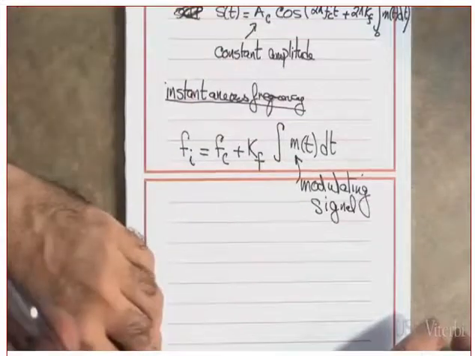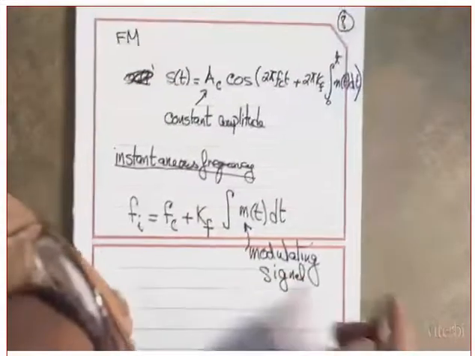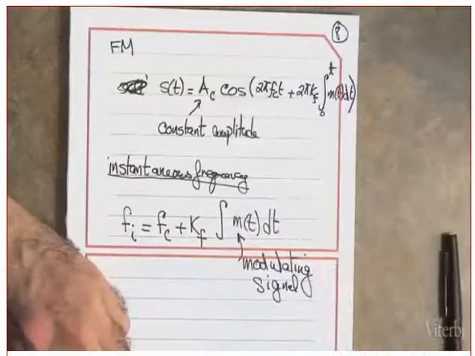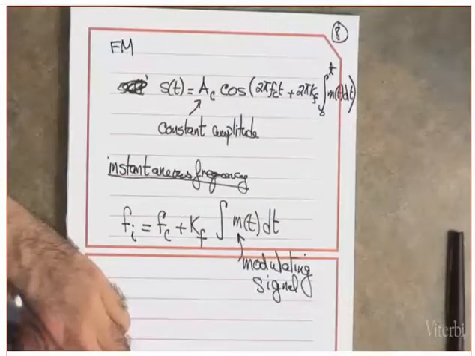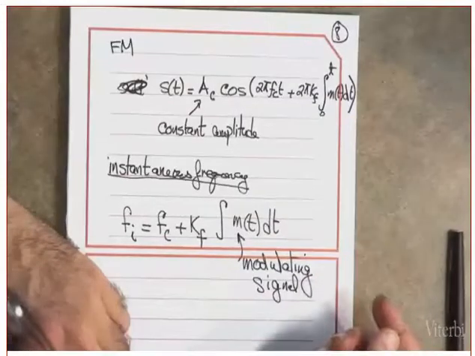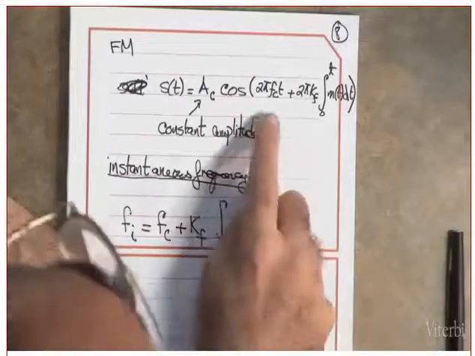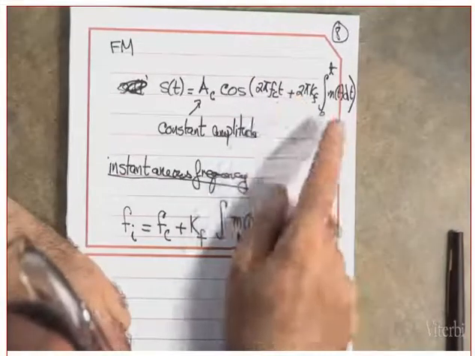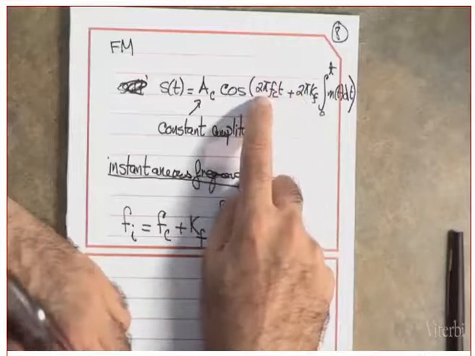Tell me. K_F times m(t)? No, that is called the phase modulation. This is FM modulation. See, if you talk about the phase, where is the modulation? This one is 2 pi F_c t.